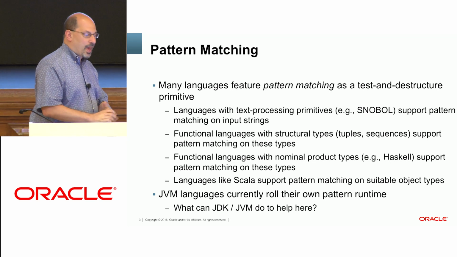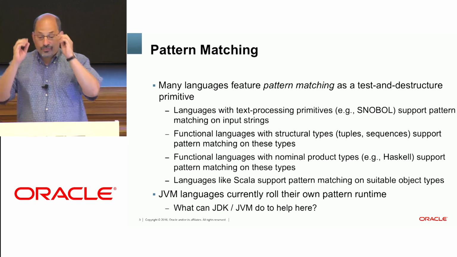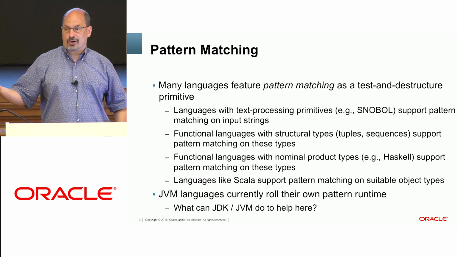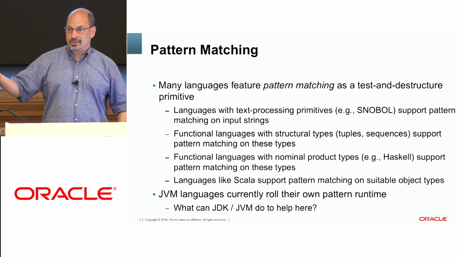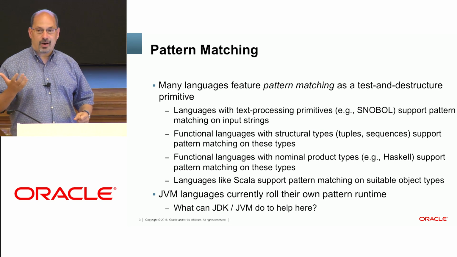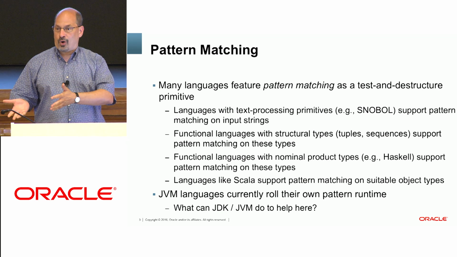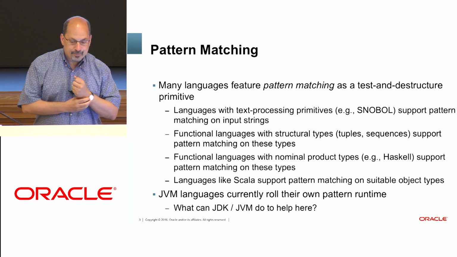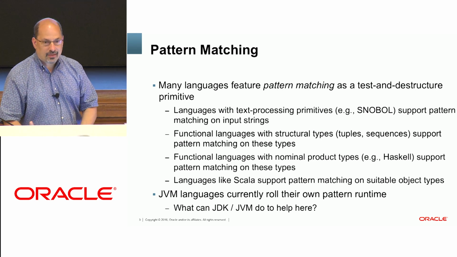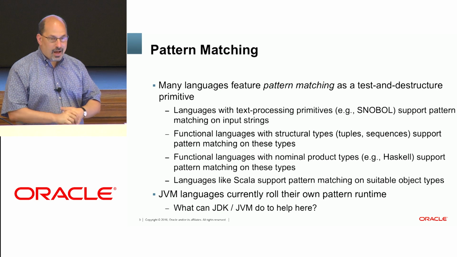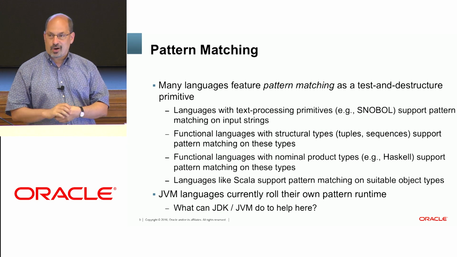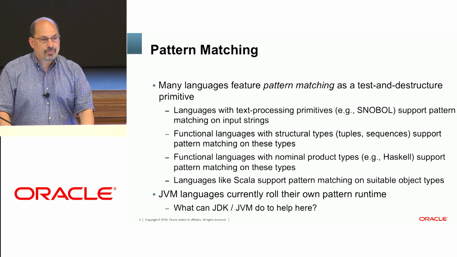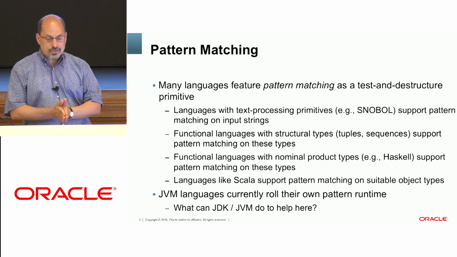So, okay, what's pattern matching? A lot of languages feature pattern matching, which is a primitive for test and destructure. You have some target that you want to match against, and a pattern match combines: does it have the characteristics you want, with, if so, extract the bits of state that are interesting to you. And this is a feature that we've seen in languages going back probably 40 years. So languages that were designed around text processing, like Snowball, supported pattern matching on strings. It's something you see very commonly in functional languages.